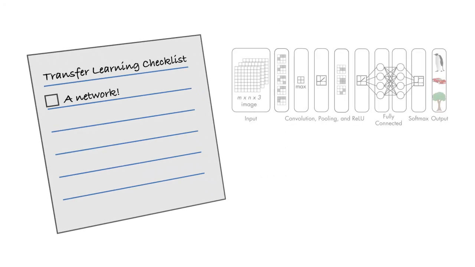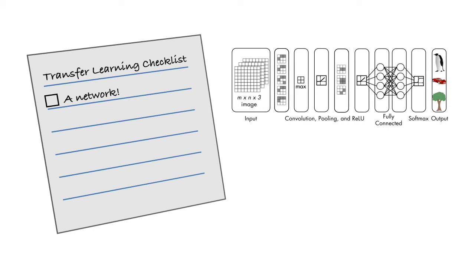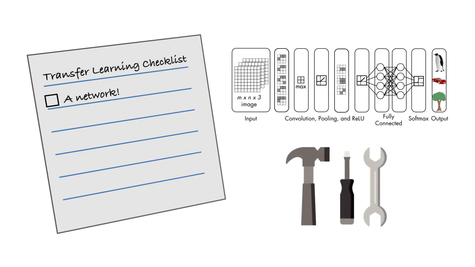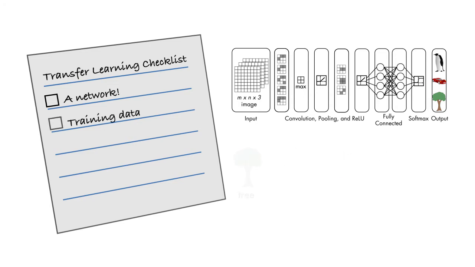To perform transfer learning, you'll need three things. First, you'll need a network to train. The point of transfer learning is that you'll get that network by starting with a pre-trained network and then modifying it.